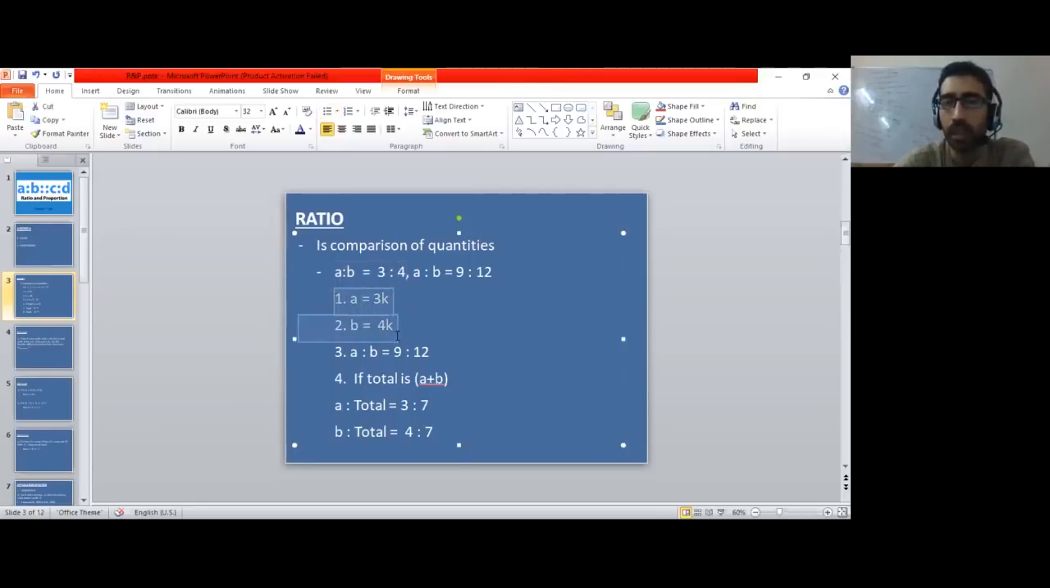But if A is to B is 3 is to 4, you can definitely quantify or make an equation using A is equal to 3K and B is equal to 4K. And if the total is just these two quantities A and B together, then the total is actually 7K. A plus B, 3K plus 4K, becomes 7K. So A out of total becomes 3 by 7 and B out of total becomes 4 by 7. I guess this is simple enough. This is clear.